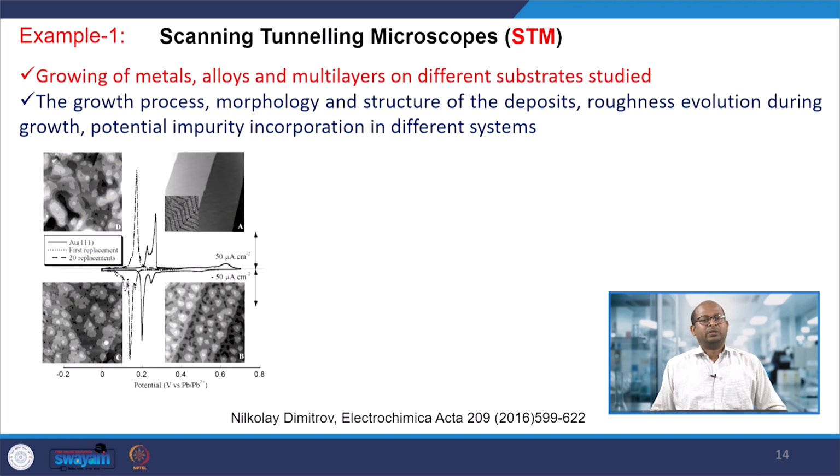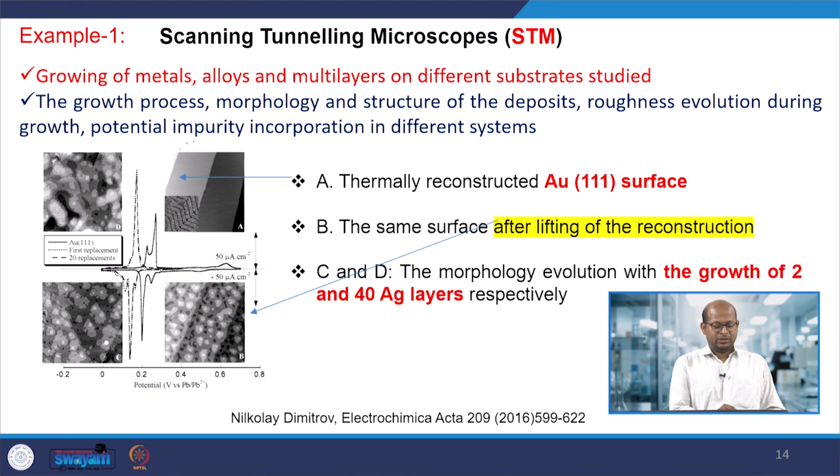Here are one or two examples you can see. Here is the growth of metals, alloys and multilayers on different substrates that have been studied. The growth process, morphology and structures depend on the roughness evolution during growth and potential impurity incorporation in different systems. So the systems will be different. Here you can see an image of a gold surface. After surface lifting or reconstruction, the image is different.